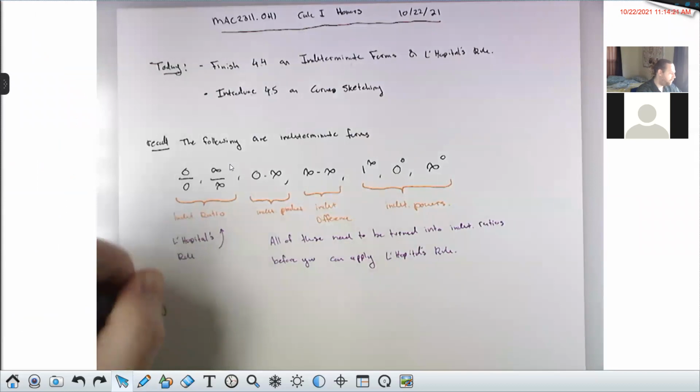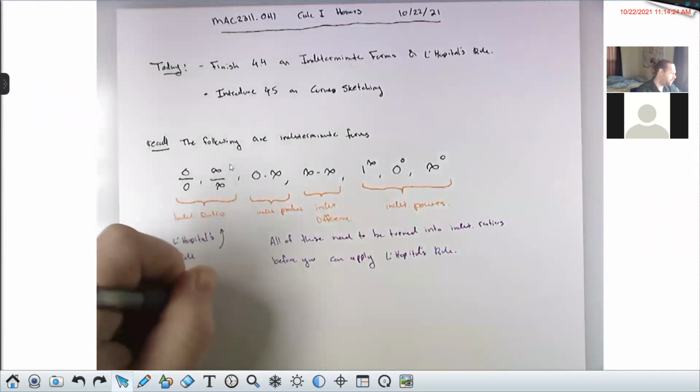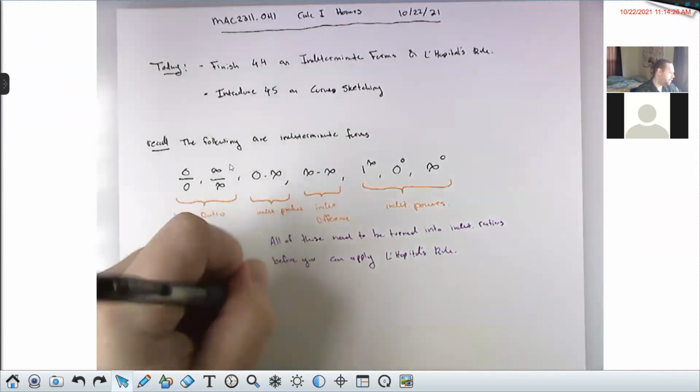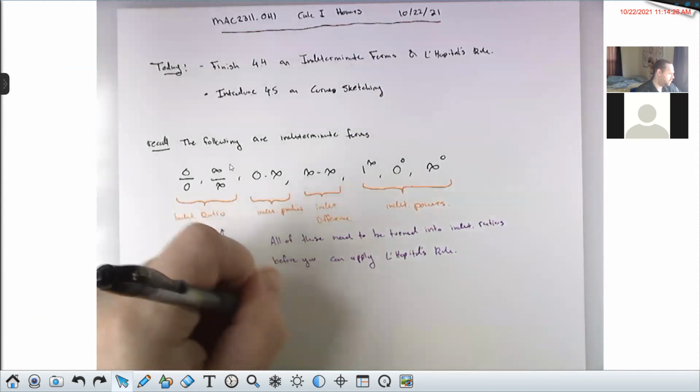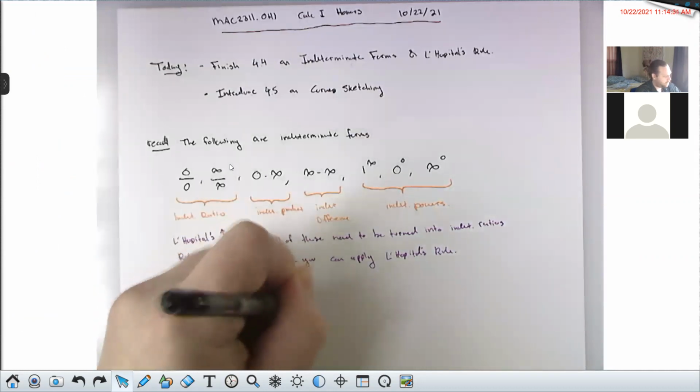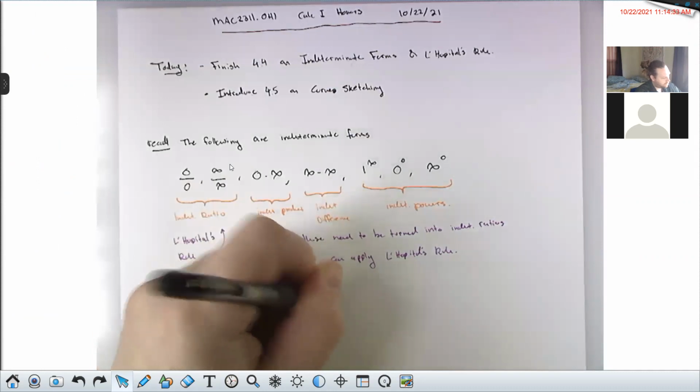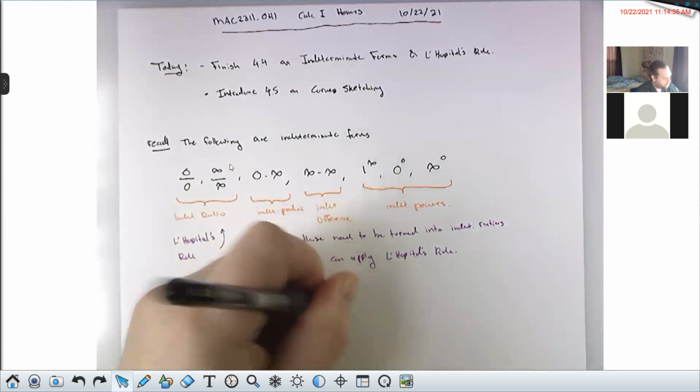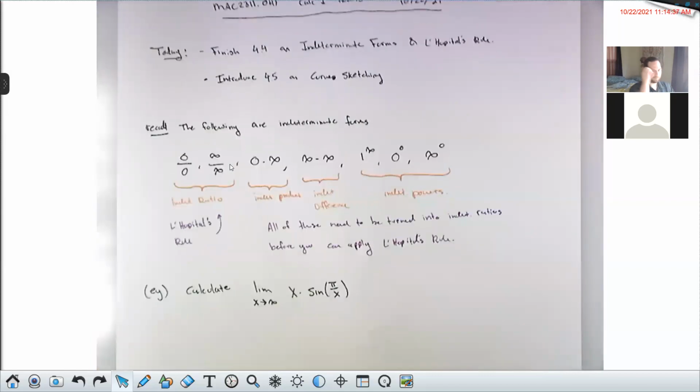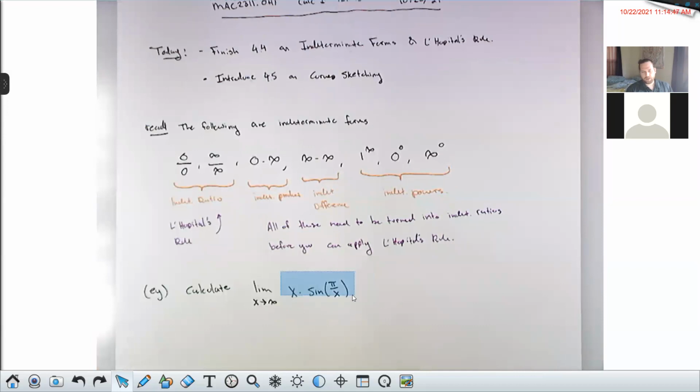So for example, let's try to calculate the limit as x goes to infinity of x times the sine of pi over x. To get started here, we want to figure out just what's going on. Is this an indeterminate form? If not, then we don't need any of this stuff. If it is an indeterminate form, what kind of indeterminate form is it?